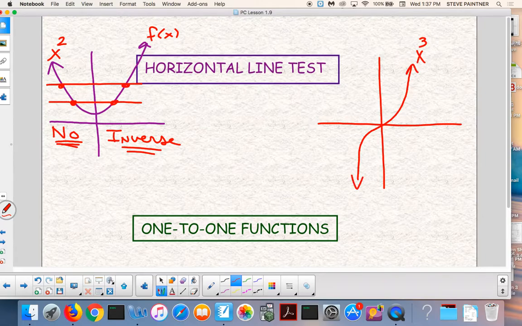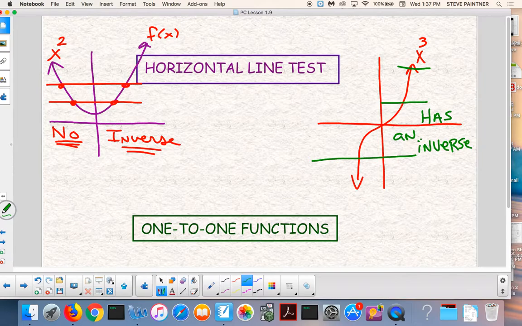Does a cubic function have an inverse? How do you know? The horizontal line test. Horizontal line. How many times you hit it? Once. If you hit it just once, then what? It has an inverse. And guess what your job today is? Go find it. It has an inverse because you hit it once. So cubic will have one.